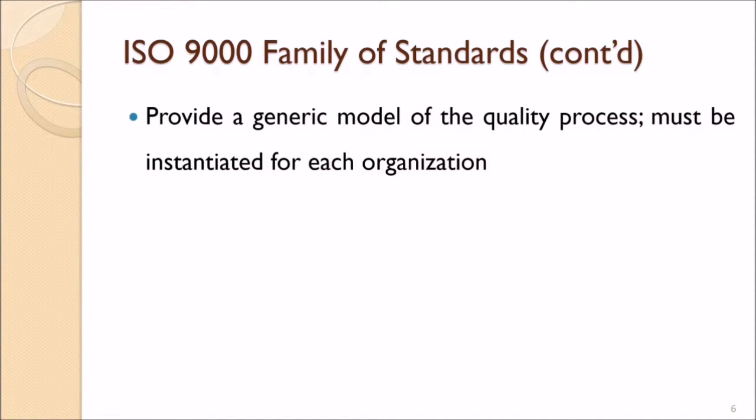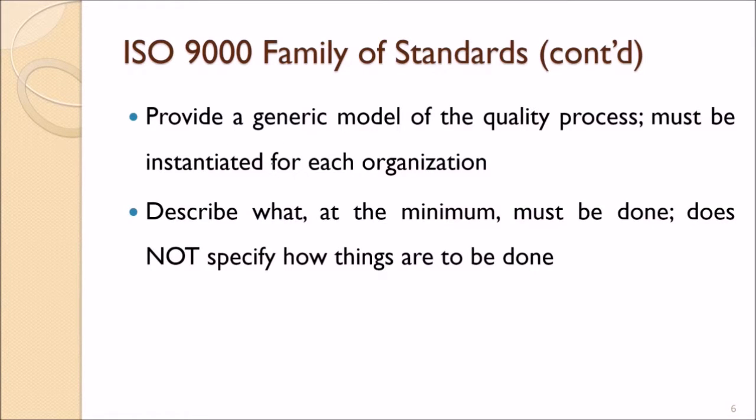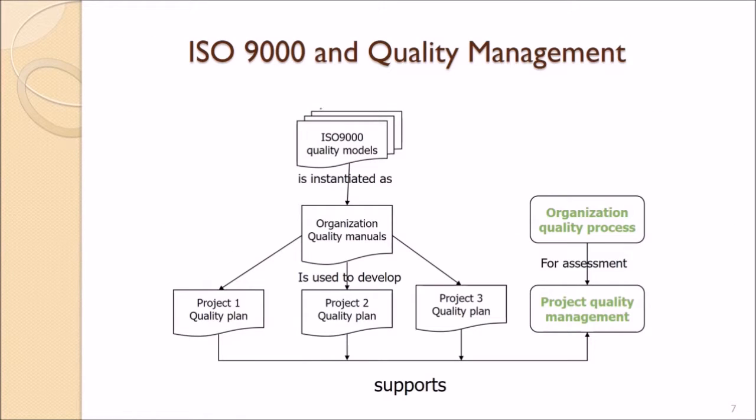It provides a generic model of the quality process. Again, it lays down the idea of quality process, which must be instantiated or absorbed by each organization. It describes what, at the minimum, must be done, but it does not specify how things are to be done. Again, it will never tell you how you're going to do it, but the minimum of what must be done. This is the ISO 9000 and quality management.